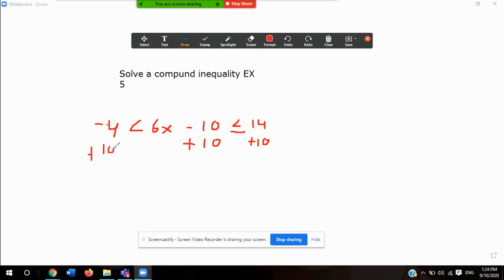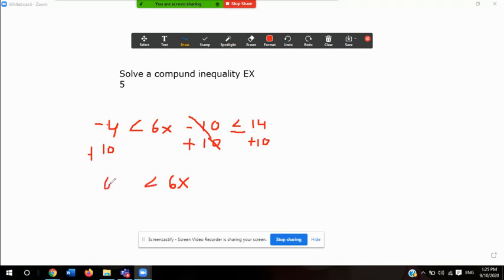And what's going to happen now is that this is going to cancel out, obviously. The -10 and the -10 cancel out, and that leaves 6x. So I pass 6x over, and then I work with each side individually. That means that -4 plus 10 is going to be positive 6. So obviously, this would now be 6.